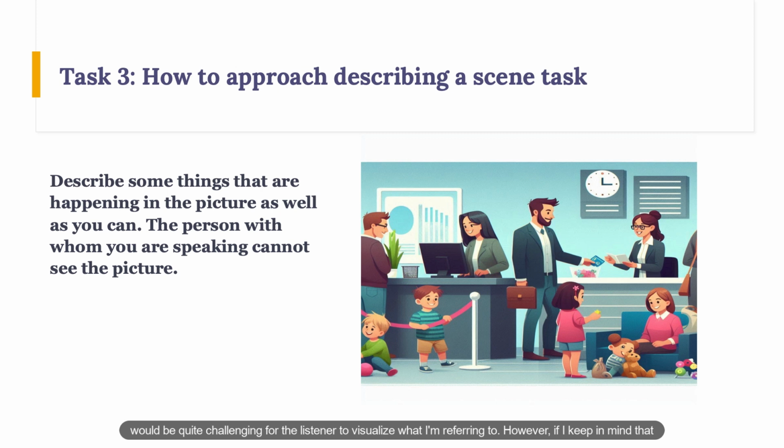However, if I keep in mind that the listener cannot see the image, I can ensure they have a clearer mental picture. I might begin by introducing the setting, for example, by stating that we are inside a bank. Then I could describe that the man and woman on the left appear to be engaged in a transaction, with the woman possibly handing her ID to the man. This approach allows the listener to form a much clearer image in their mind. So always remember to provide context and detail to help your listener visualize the scene effectively.